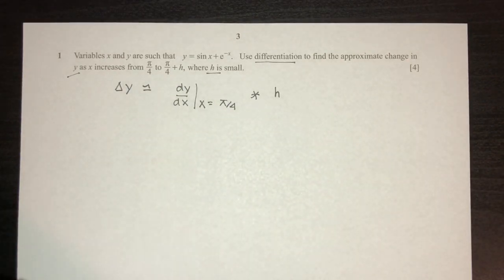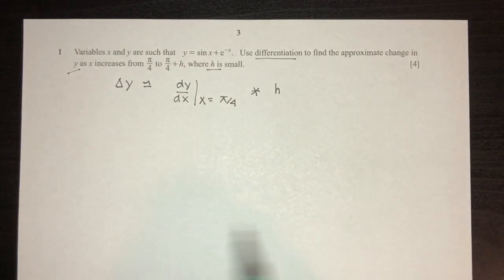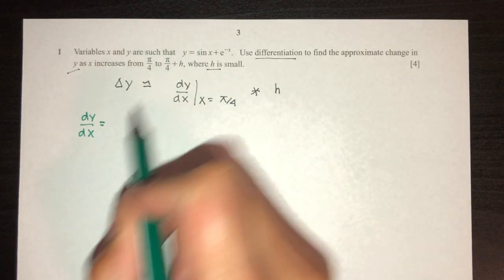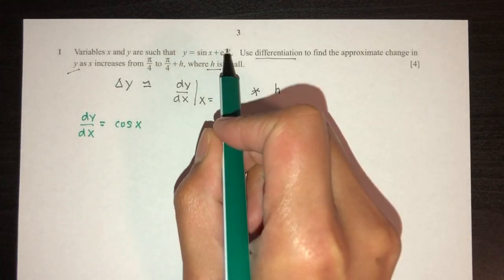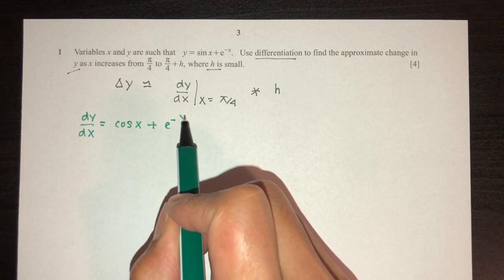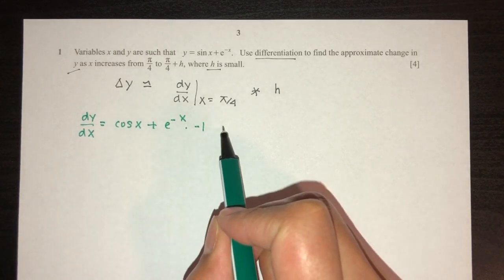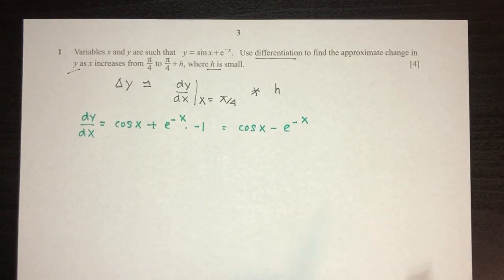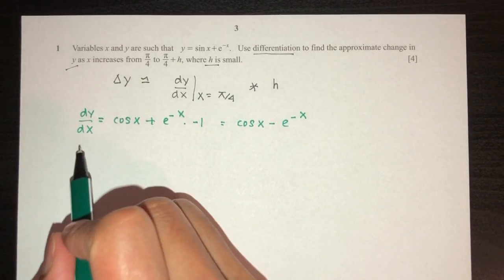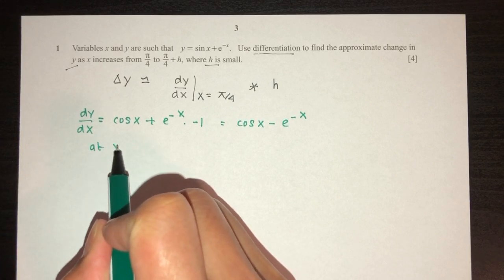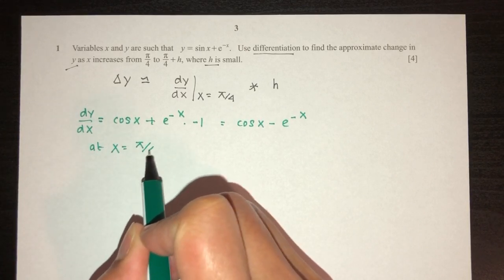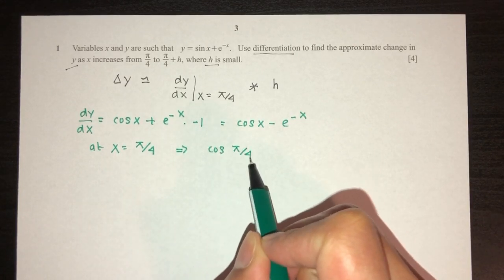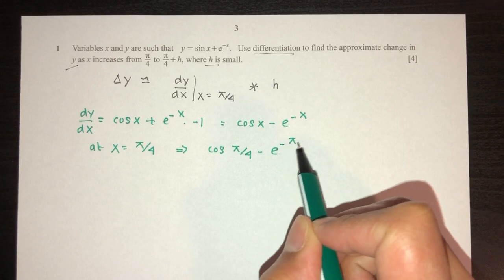So how do you find dy by dx? If you observe, this one is pretty straightforward. So dy by dx will become cos x, plus e to the minus x times minus 1. That is cos x minus e to the minus x. So now we have to find the value at x equal to pi by 4. So you will have cos pi by 4 minus e to the power minus pi by 4.